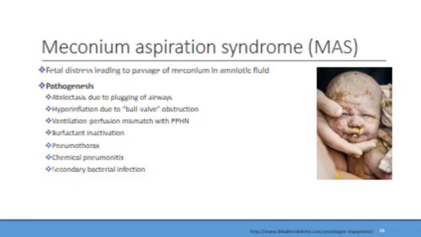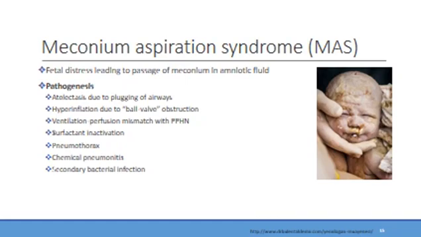Not all babies born through meconium stained liquor will have the syndrome, and only 4 to 5% of babies will actually then progress to have severe morbidity and mortality because of MAS. The pathogenesis of the respiratory distress because of the meconium is as follows. Firstly, there can be atelectasis due to plugging of the airways by the meconium.